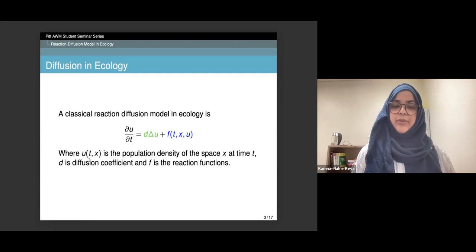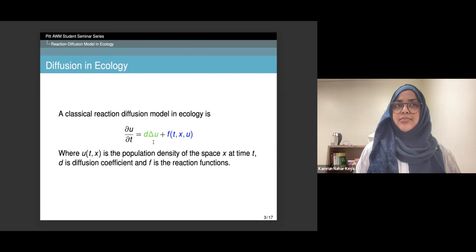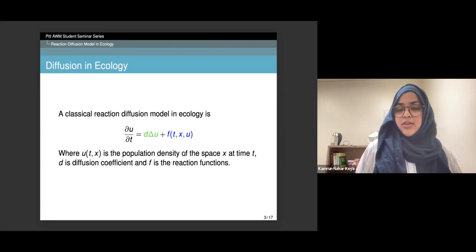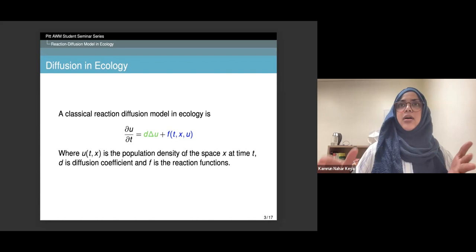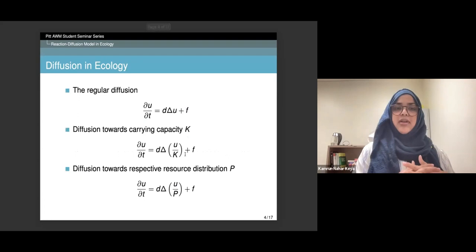This kind of model is really well known, and the idea for this model comes from the heat equation. If you don't have this F function, this is basically a classic homogeneous heat equation. So the idea was the same as heat diffusing from high temperature to low temperature, and we wanted to see how a population diffuses from a highly populated area to where it wants to move. There are a few different kinds of diffusion in the research area.